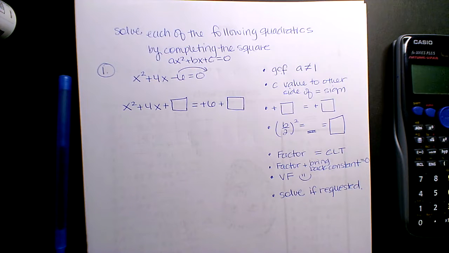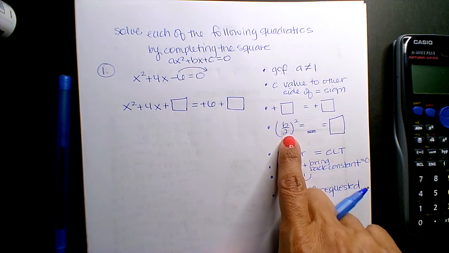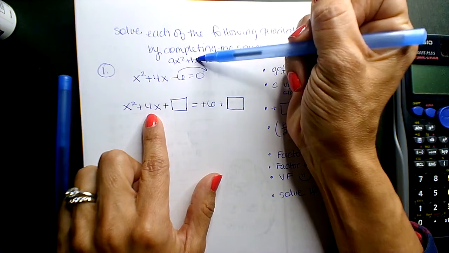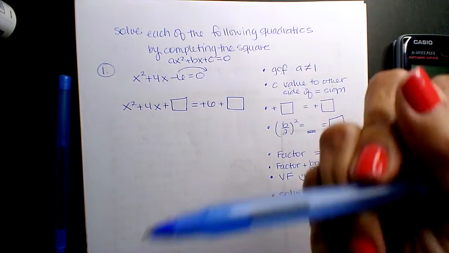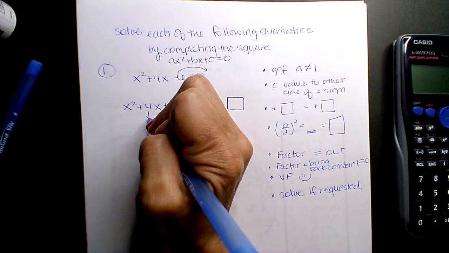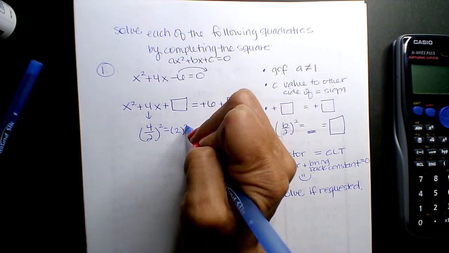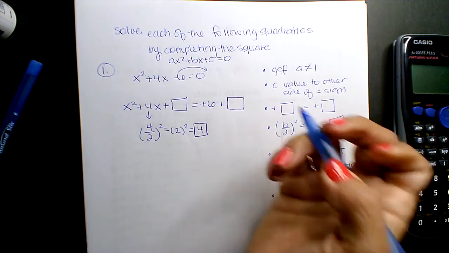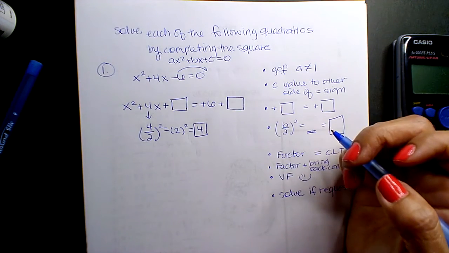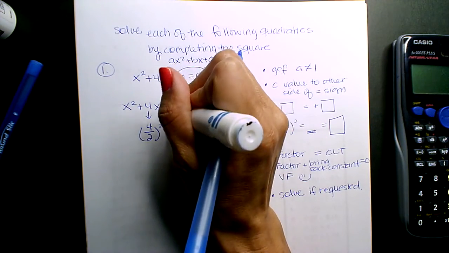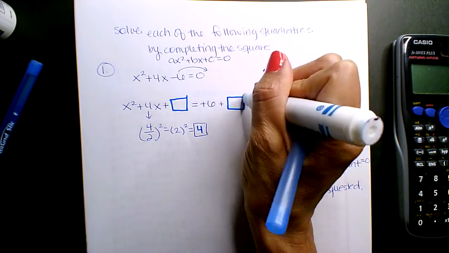Yes? Okay, so now we keep moving. What am I going to put in those 2 squares that I drew? You're going to put the b over 2 squared. So what's your b value? Your b value is the coefficient of x, and so that number is 4. So bring that down. 4 divided by 2 squared gives me 2 squared, which gives me 4. This is your box number. So that 4 is going to go here and here.